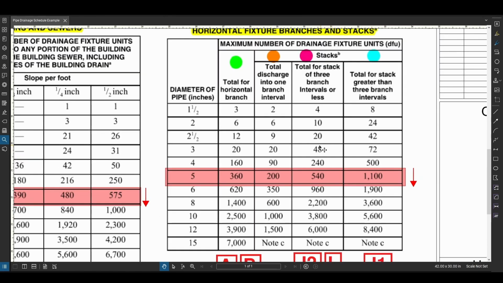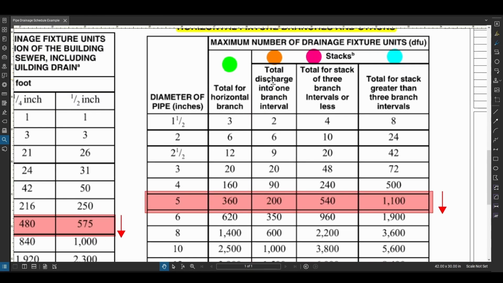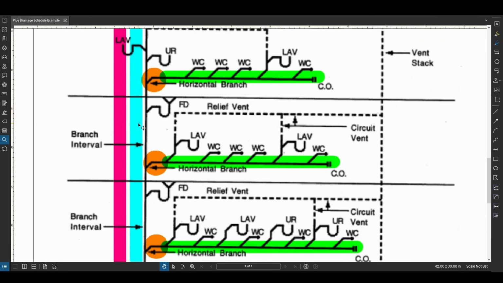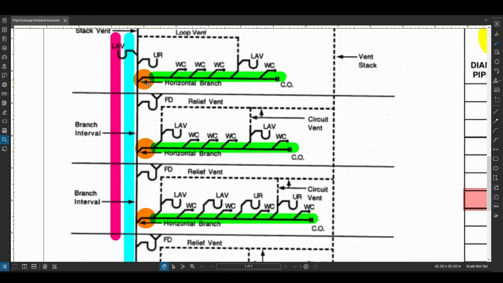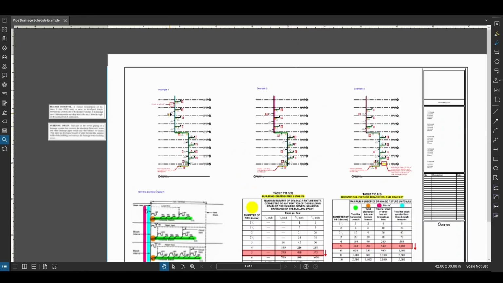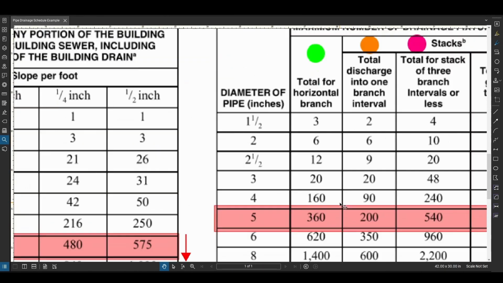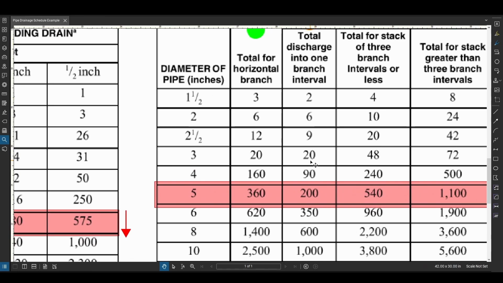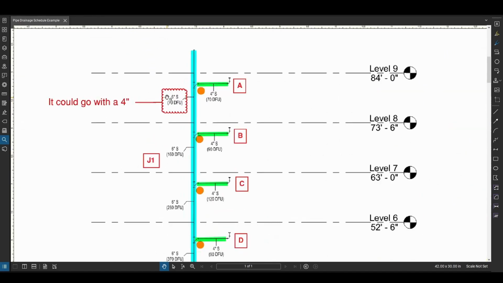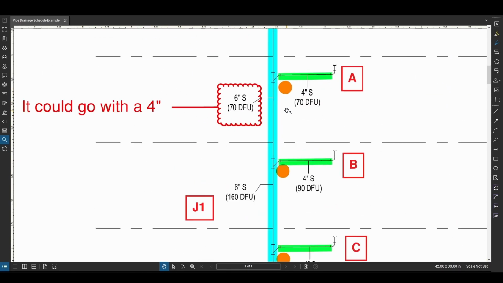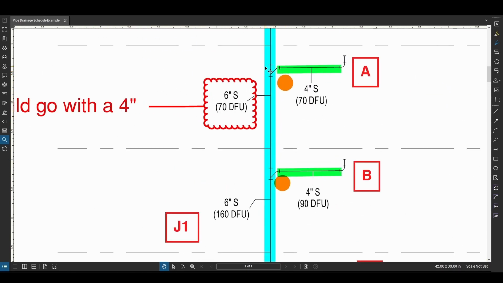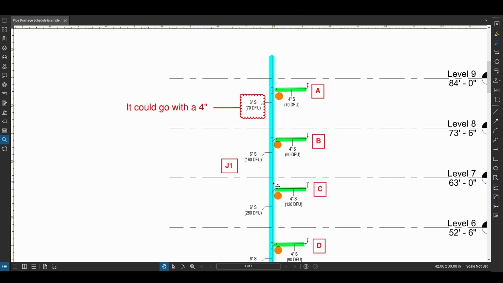But you also need to be mindful of this column here, which is the total discharge into one branch interval. So again, the branch interval is this. And that's why we place these orange dots here, because whatever is going to be connecting here, we need to be sure that we're able to admit it. So if we go to that column with 70 drain fixture units, we would have to jump to a 4-inch. So 4-inch is the minimum required there. So this could go with a 4-inch. However, I'm placing it as a 6-inch because my reviewers always like to see the stack the same size.